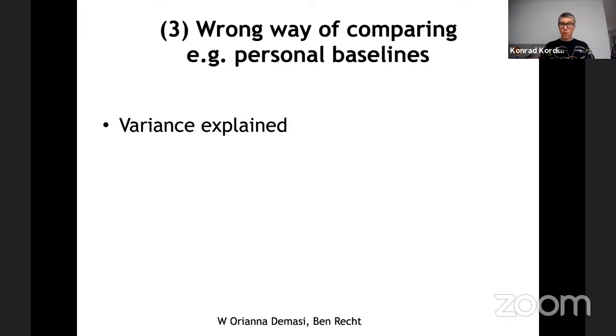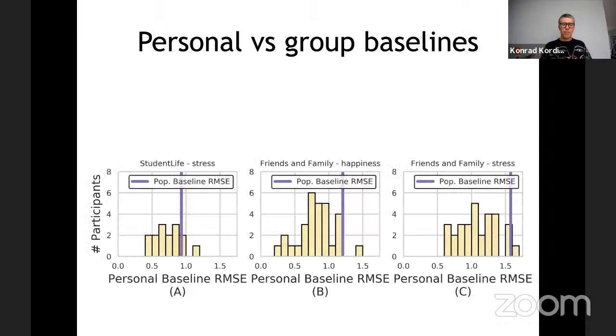So what else could we have? There's another thing that really matters, which is how you compare to establish that your method works well. I should say this is a joint paper with Demasi and Recht. People often report how much variance they explained. So you read a paper and it has 90% variance explained, and you're like, wow, that is pretty amazing. If it explains 80% or 90% of the variance, why are we even measuring things in clinical reality anymore? Because we can do everything with machine learning. The vast majority of the variance is explained. Well, let's have a bit of a look at that.